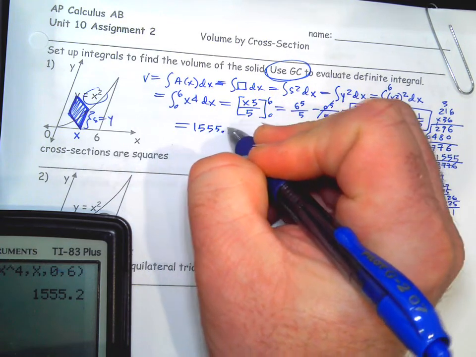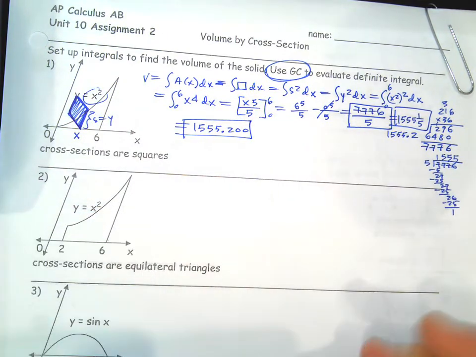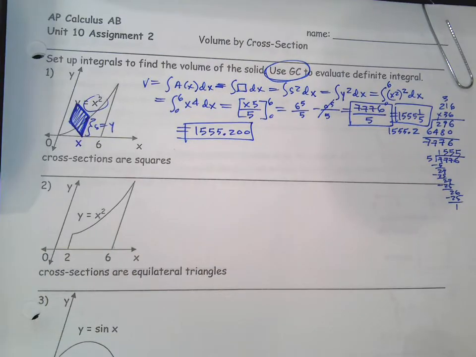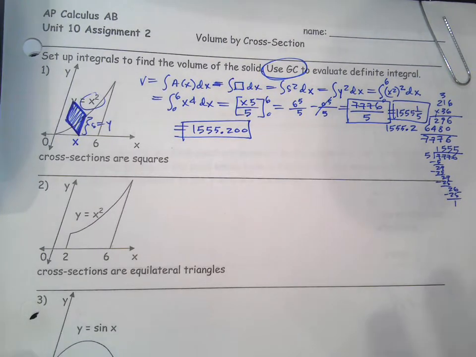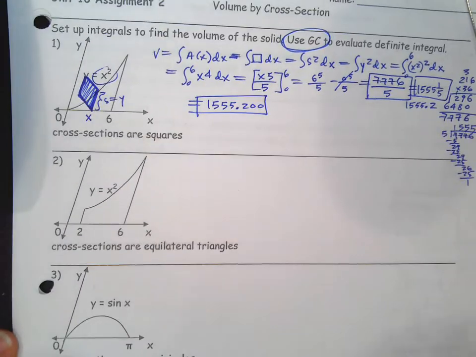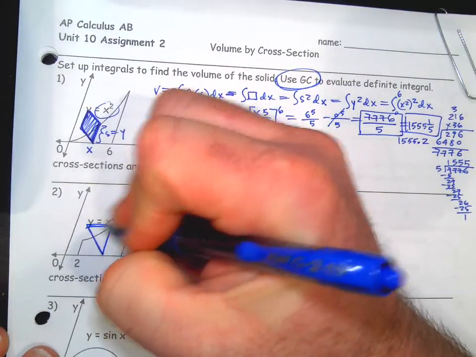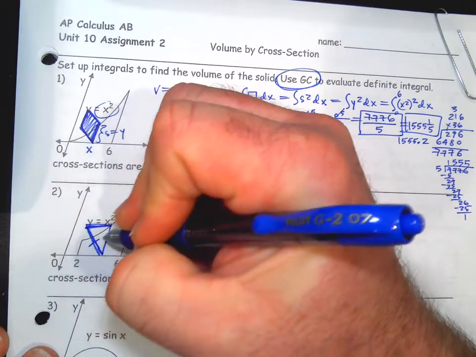Now, to communicate my desire for 3 decimal accuracy, not to make them think I messed up, I'm going to put an extra couple zeros after the 2, even though that is the exact answer. Okay, next one. These cross sections are equilateral triangles. So I'm just going to draw one equilateral triangle.